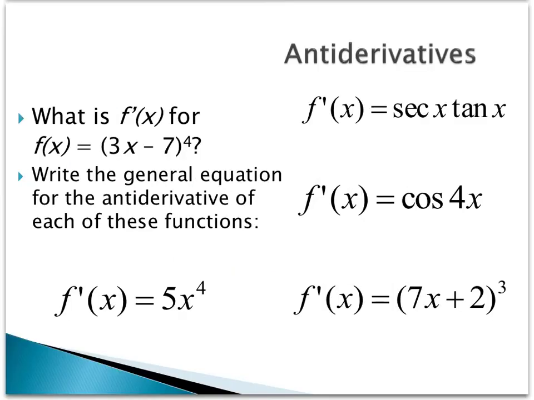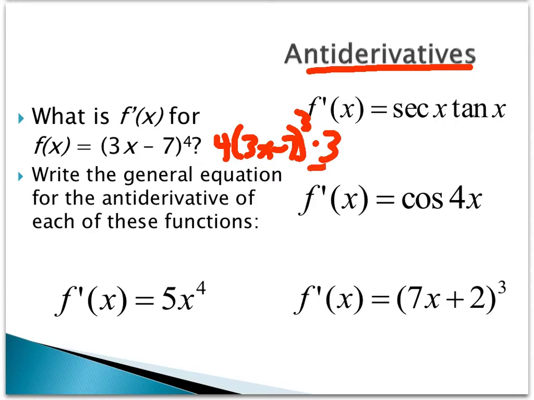So before we start looking at antiderivatives, let's remind ourselves how the chain rule will work. So here, what is f prime of x where f of x equals this equation? Well, remember, we derive the outside, leave the inside alone, and then multiply by the derivative of the inside, so times 3. And this is an important aspect of here. If you notice here, we're multiplying by the derivative of the inside. Well, when we go to antiderive, we need to keep in mind that we want to undo that by dividing by that derivative. Okay? So we're going to get rid of this.